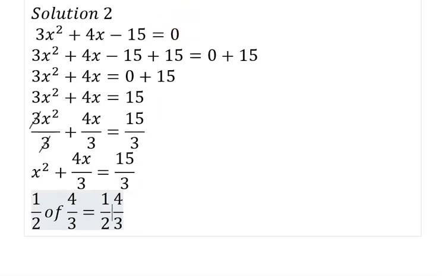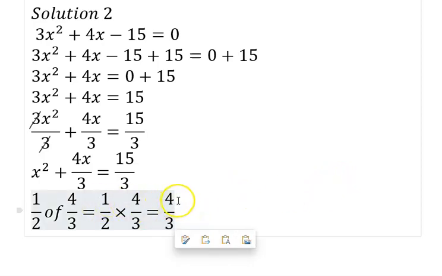Let me get this here. Awesome. So it's just like saying you have this. So 1 times 4 will give us 4. 2 times 3 down here will give us what? 6. I'm just trying to bring out, because we actually need this half of 4/3.